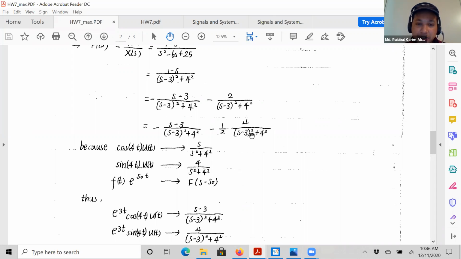We still have not considered this minus 3. We are considering this is just s square, assuming it is just s square. Similarly here, we are not assuming it is s minus 3. We are assuming that it is just s. This is s by s square plus 4 square. We are writing here s by s square plus 4 square.